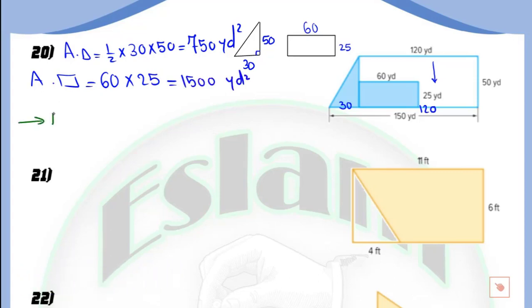To find the area of the shape, we just add them. So to find the area, it will be 750 plus 1500. By adding, you will find that the area will be equal to 2250 square yards. And that's how we can find the area of composite figures.